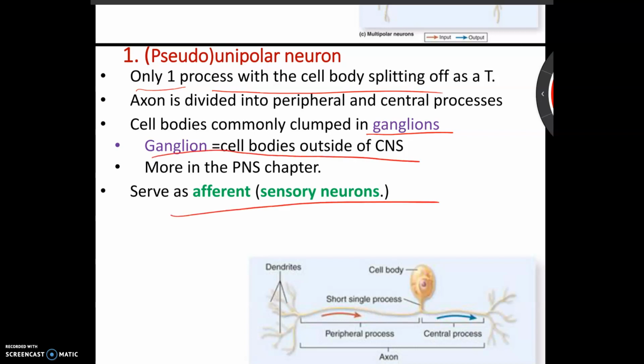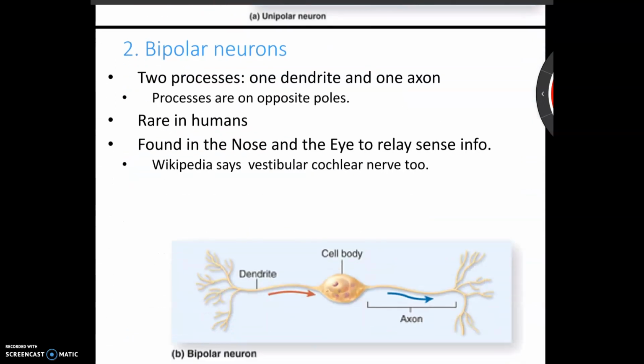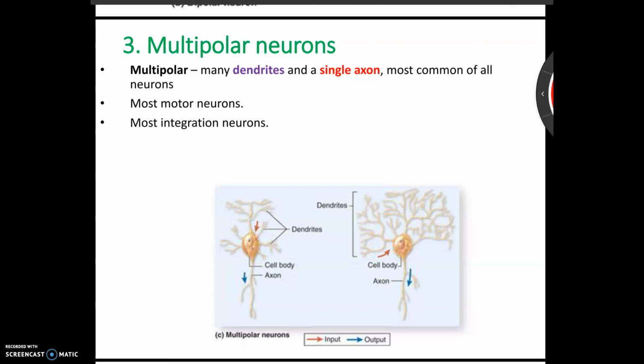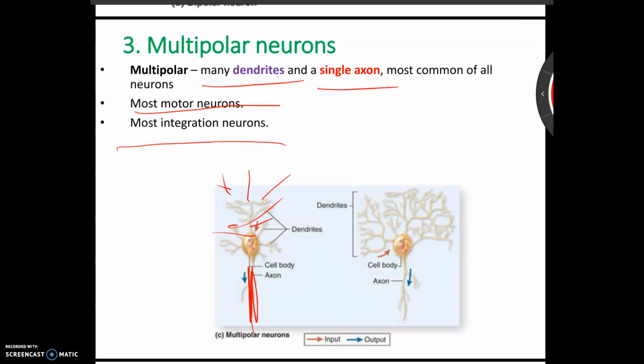They're always afferent. Bipolar, bi means 2. It is 1 dendrite, 1 axon. They're on opposite poles. They're rare in humans. They're the rarest ones. They're in the nose and the eye only. Most neurons are multipolar. Many dendrites. So many dendrites. Usually 1 axon. All motor neurons, all integration neurons. So they're actually the most common type.